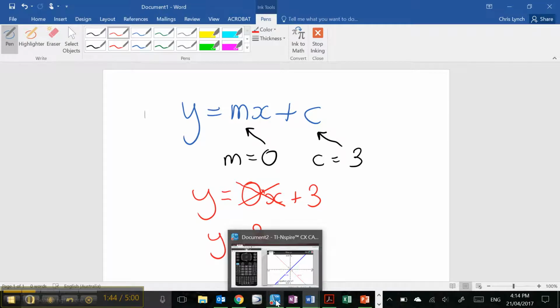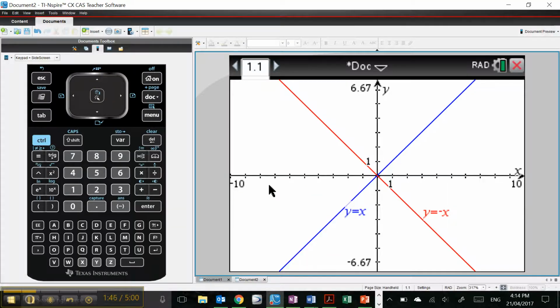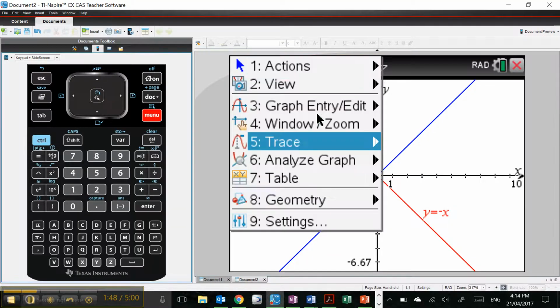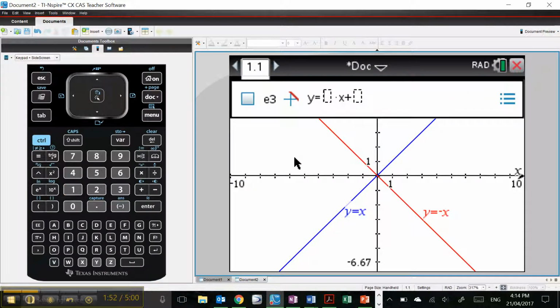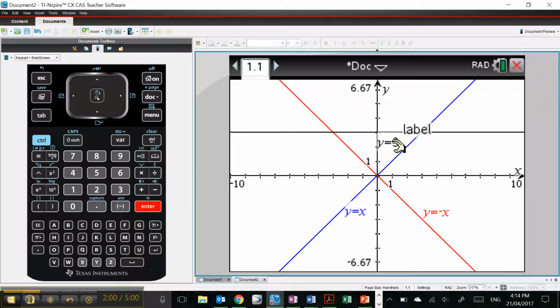Let's put that into a graph. Menu, graph entry, inserting a line, and let's put it in where our gradient is 0 and the y-intercept is 3. As you can see, it has plotted the line y equals 3, and it is a horizontal line that crosses over the y-axis at 3. And that's how you plot a horizontal line.